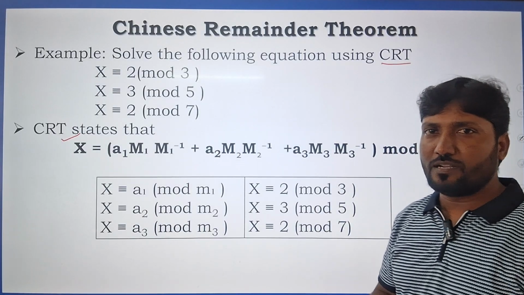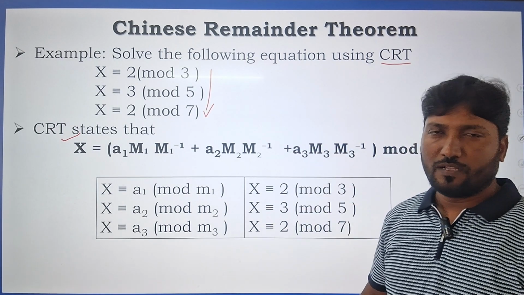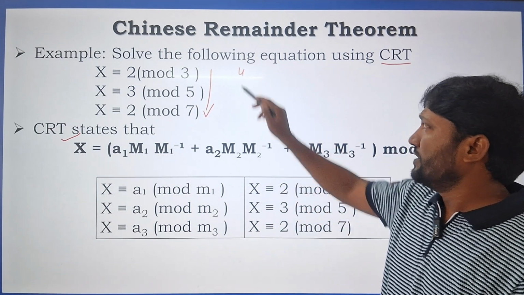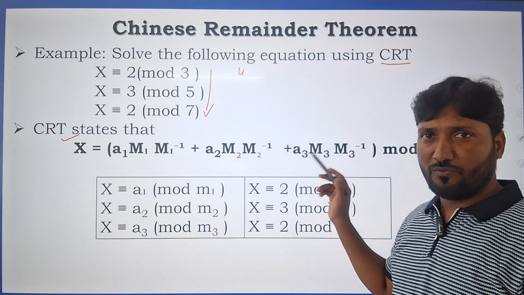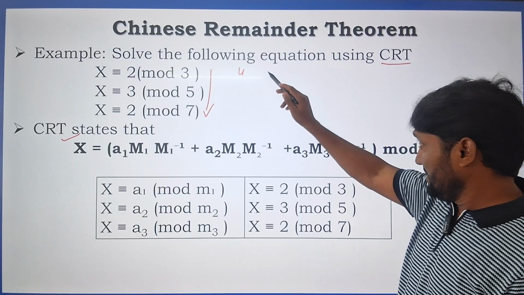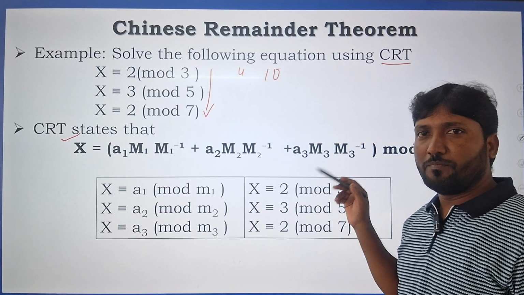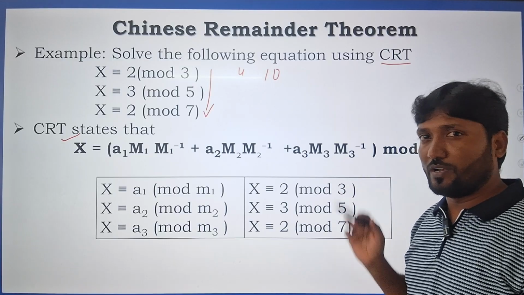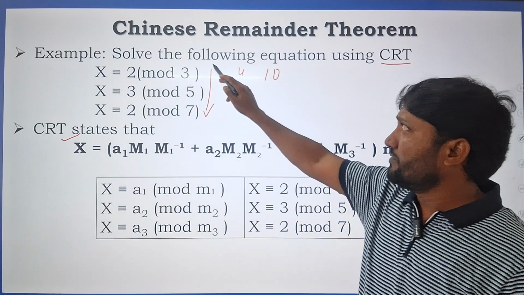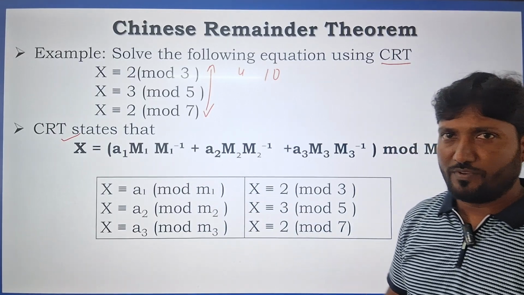Why do we consider only 3 terms here? Because the given equations are only 3. If the given equations are 4, then we will consider a4 M4 M4 inverse. If the given equations are 10, then we will consider a10 M10 M10 inverse and so on. Now the given equations are only 3, that's why we take the 3 terms.